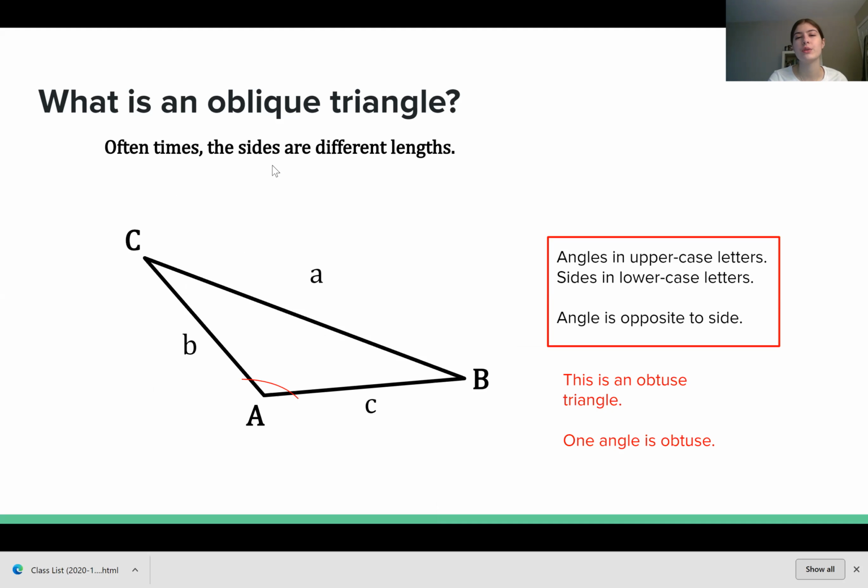And notice that oftentimes in oblique triangles all of the sides are different lengths. That's going to be a pretty common thing. So it's not necessarily always scalene, but a lot of the time these triangles are scalene.